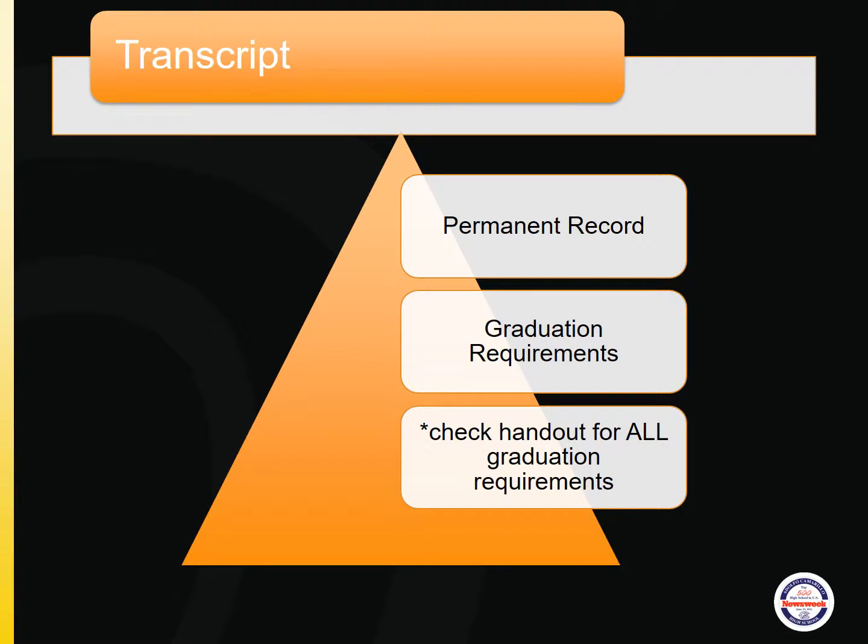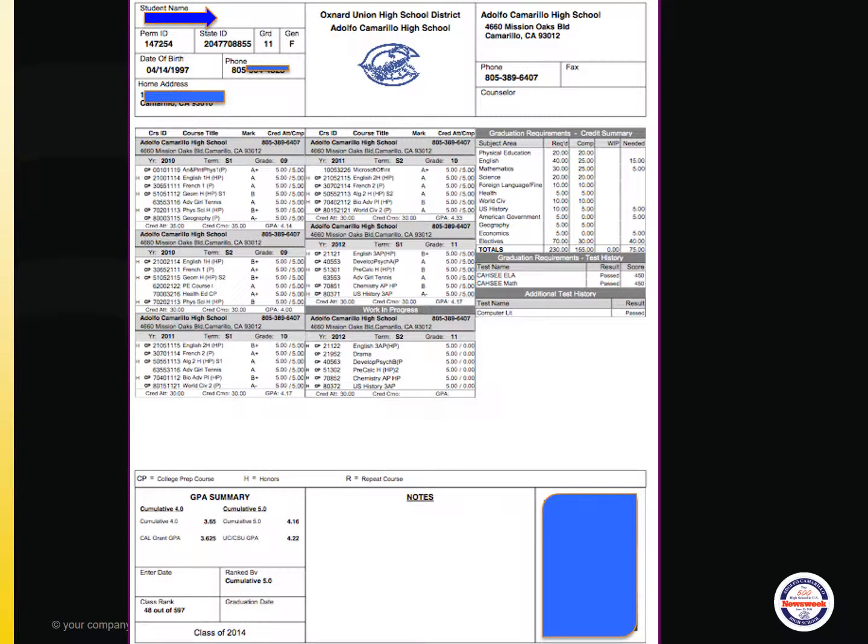Your transcript is a confidential document. It's the permanent academic record of all you've earned throughout your high school career. At the end are the graduation requirements. This is an example of a junior transcript. It covers the freshman year, sophomore year, and the first semester of your junior year, everything you've earned so far. The graduation requirements summary is at the end.